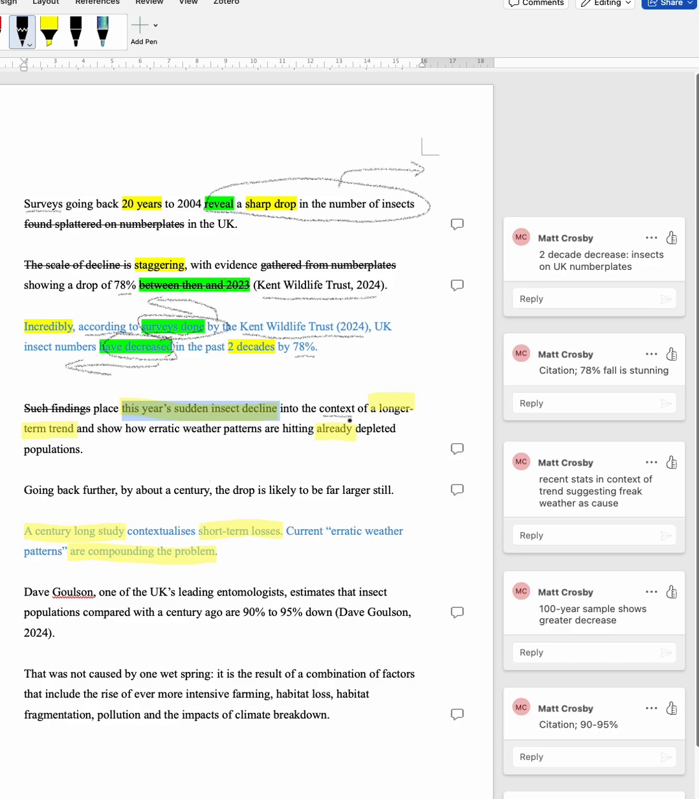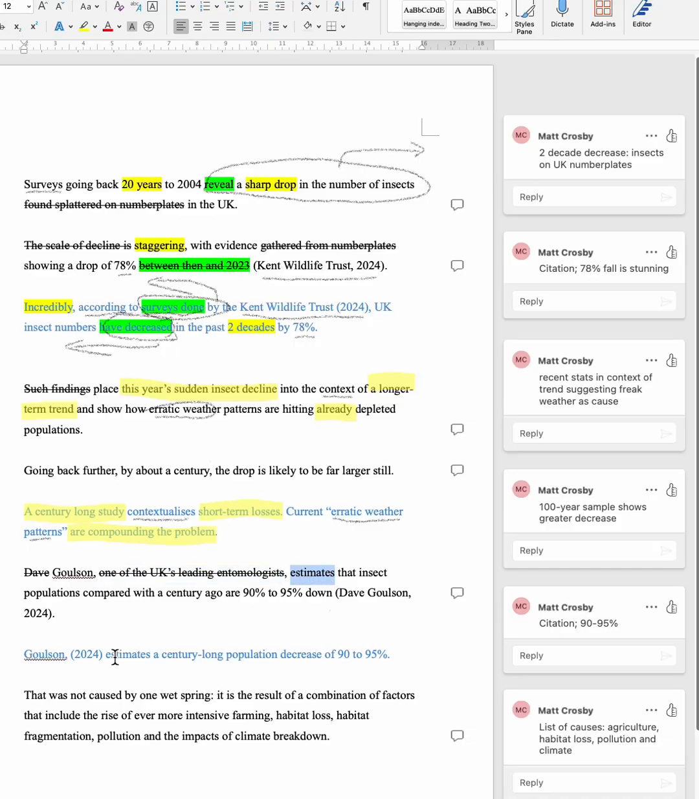Now let's look at word form. I've changed the noun context to the verb contextualizes. I used quotation marks for erratic weather patterns because it's a scientific term, and terms we can use quotation for. Then I'd like to discuss the word estimates. You might be tempted to make a synonym for this.